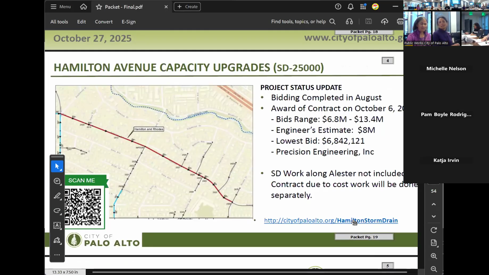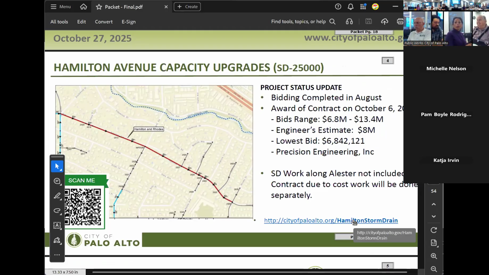Hamilton, so this is just basically, as I mentioned earlier, this one was awarded just earlier in the month. Those are the bid ranges, and we're working with the contractor, getting bonds, scheduling, everything else. So more than likely, this is typical of the process.